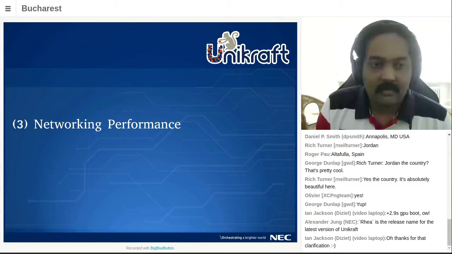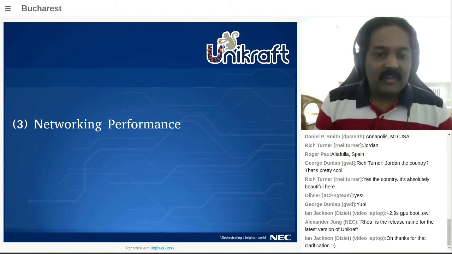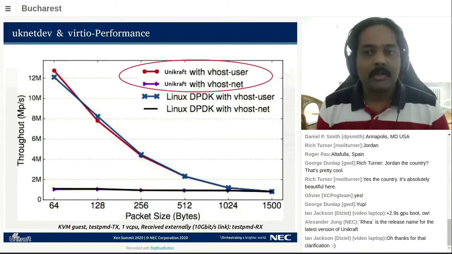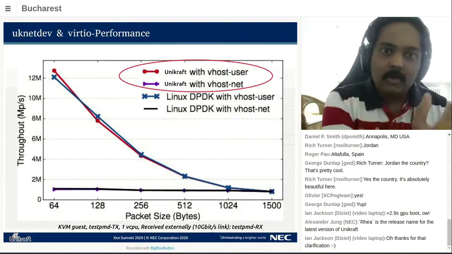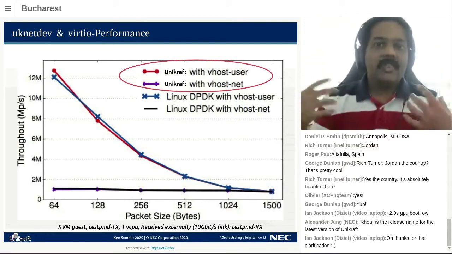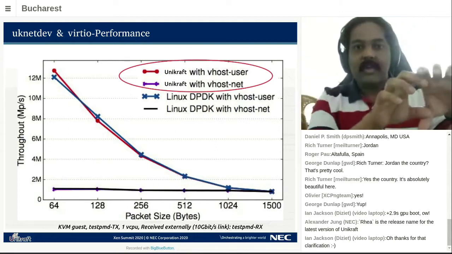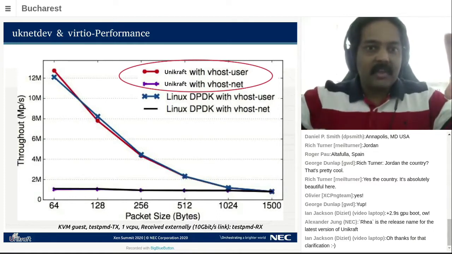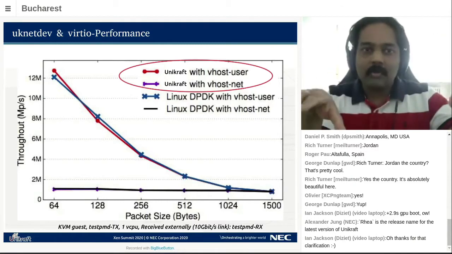And the next target we had in mind was network performance, and for that, first we wanted to measure the throughput performance of just the bare metal, the native uknetdev API, which is the API on which the networking stack is built. So with that, we tried to bring in DPDK libraries on top of it and compare it with a DPDK library running within a Linux VM and the Unikraft native library running on top of uknetdev.